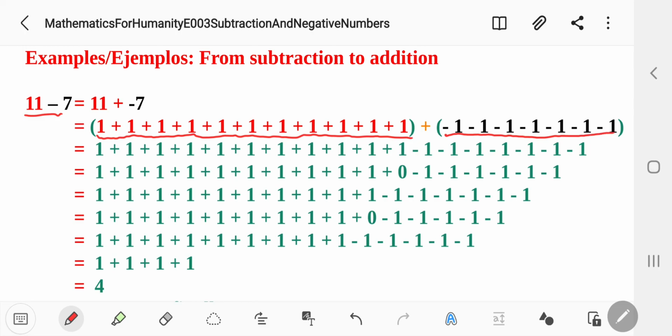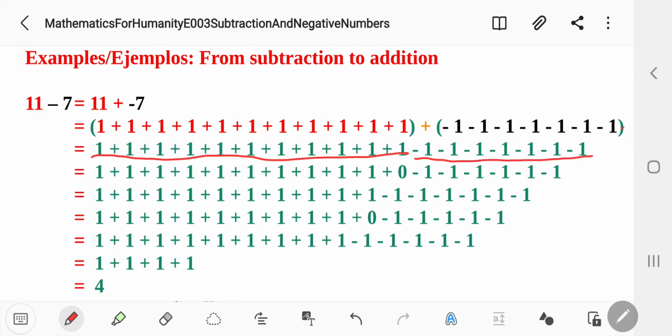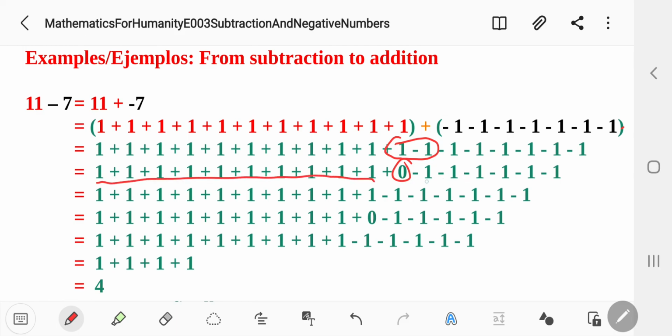So what happens here? You remove this parenthesis here and then combine this one here. You now have this one as 11 and this one as negative 7. But what is 1 plus negative 1, or 1 minus 1? That's equal to 0. So you're now left with 10 ones and 6 negative ones. Here you can remove the 0 and write it like this.